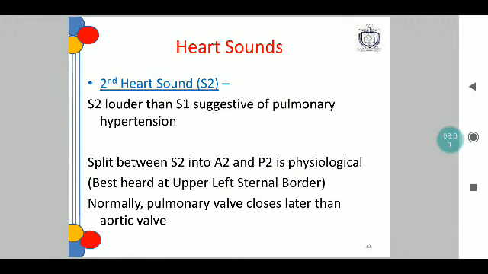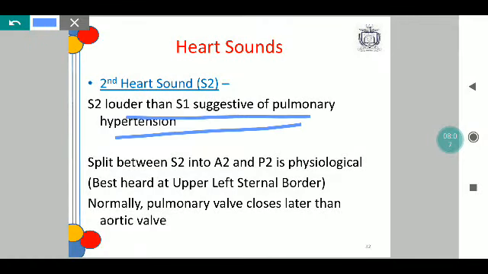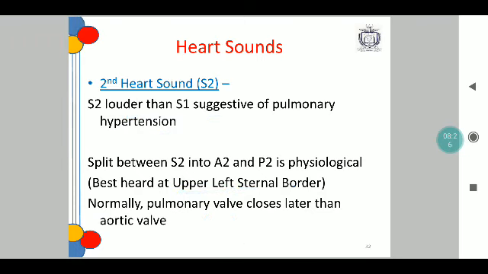The exception to this is S2 louder than S1, which is suggestive of pulmonary hypertension. Now, in S2, one interesting phenomenon that we understand is the split. The split is sometimes physiological and it is best heard at the upper left sternal border in the pulmonic area. This is because the pulmonary valve closes later than the aortic valve, because the aortic valve is helped to close early by the increase in the pressure.